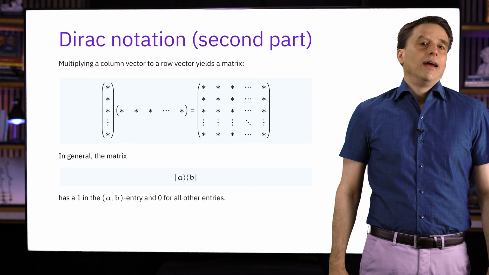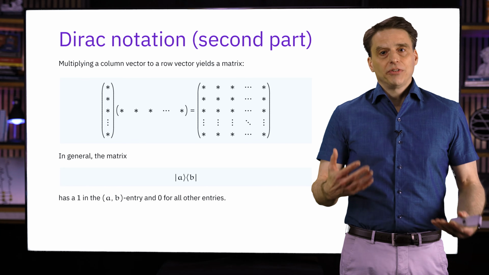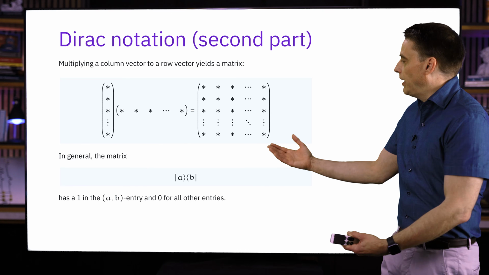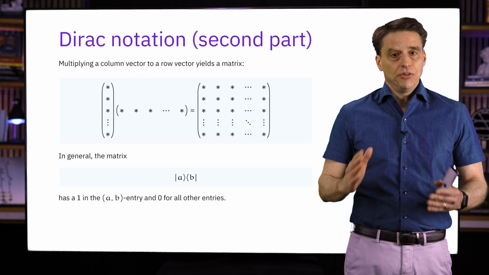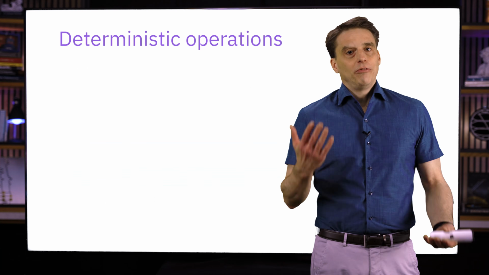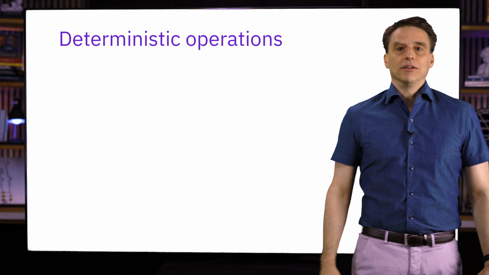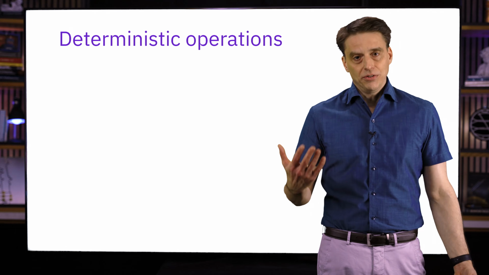More precisely, and this is true in general, for any choice of a classical state set, the matrix that we get by multiplying ket A to bra B is the matrix with a 1 in the AB entry and a 0 for all other entries. And now that we have both the first and the second parts of the Dirac notation, we have a very handy tool for connecting operations with matrices.